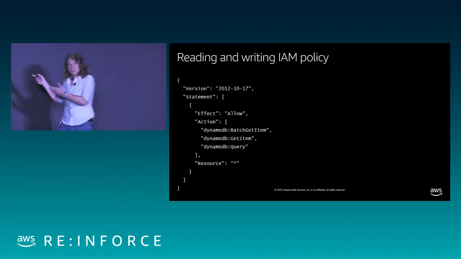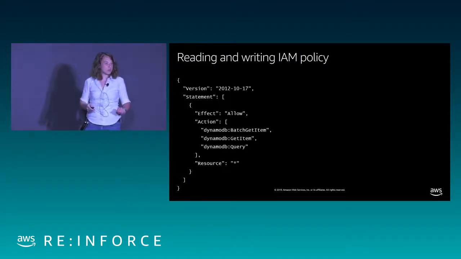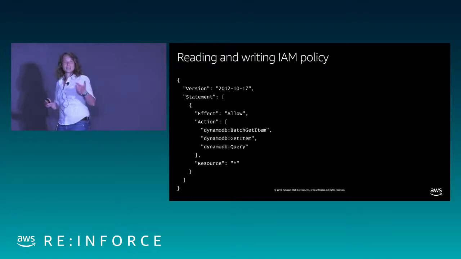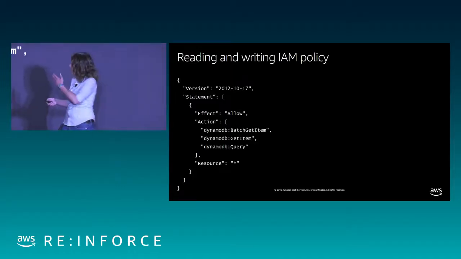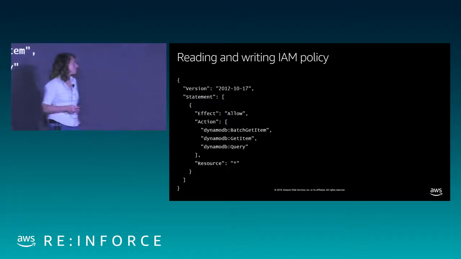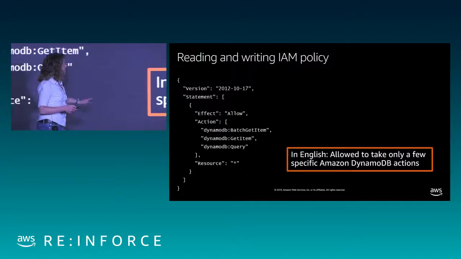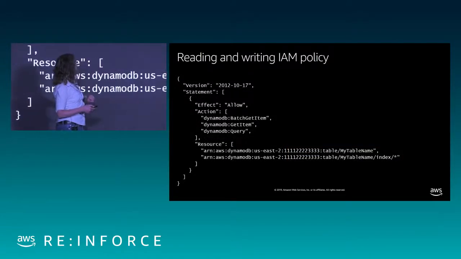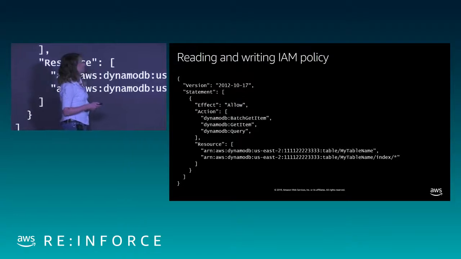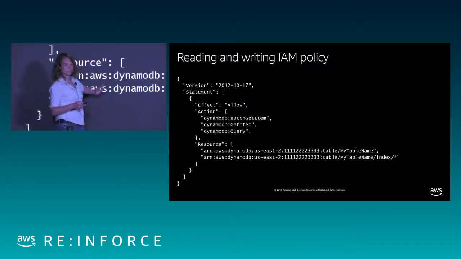Okay, so I know a couple of specific actions that I want to do. Batch get item, query, that's pretty much how you read things out of DynamoDB. There are a couple of other actions that also do that. But if I know these are the actions I'm taking, I can make it a little more specific. Hey, you know what? I can make this even more specific.